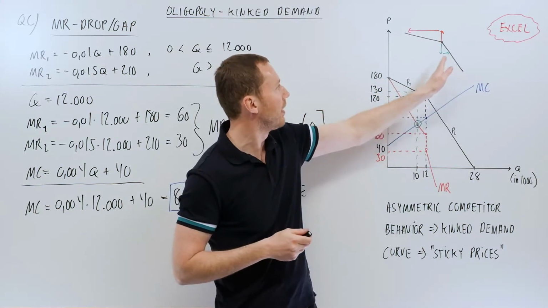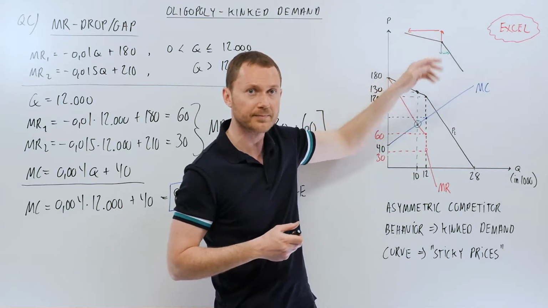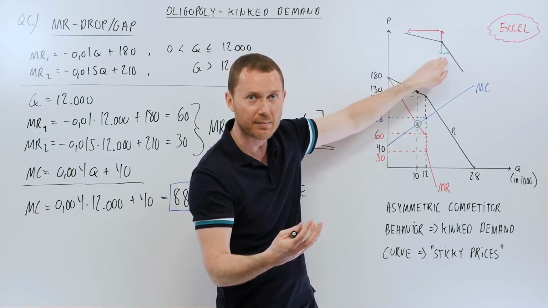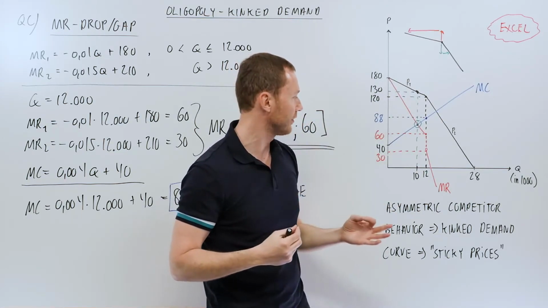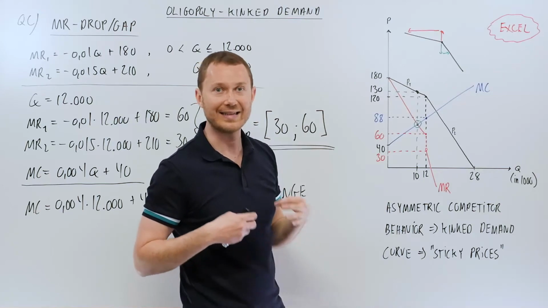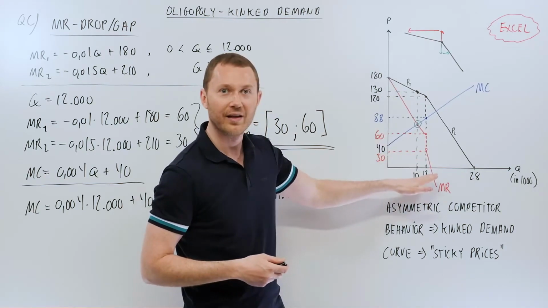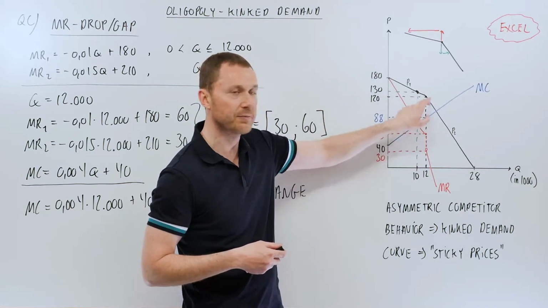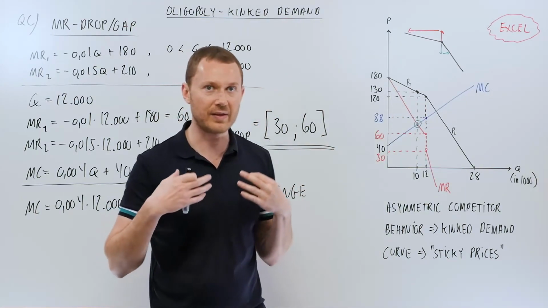So summing up, if you raise your price, you lose a lot of market share because they don't raise the price. If you lower your price, then you can't gain that much market share because your competitors follow the way down and match your price decrease. This asymmetric competitor behavior thus gives you the kink in the demand curve. The kink in the demand curve then subsequently causes the MR drop. So the relation between the kink and the drop here is purely mathematical, but the relation between the competitor reaction and the kink is theoretical.